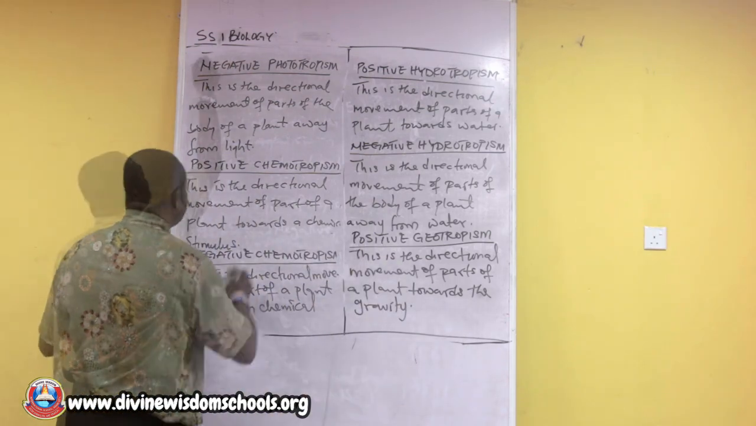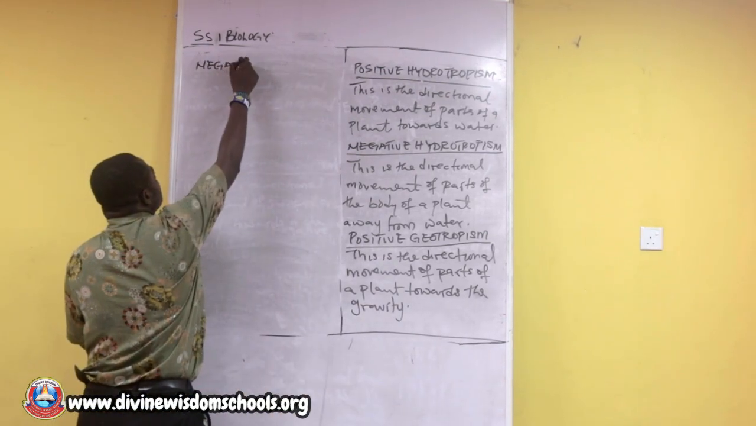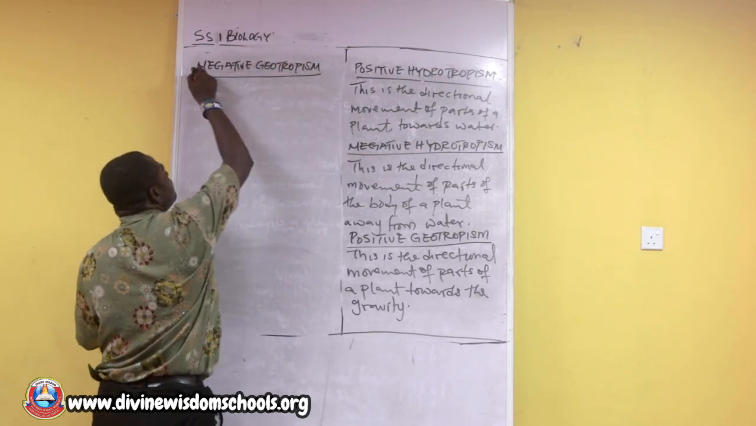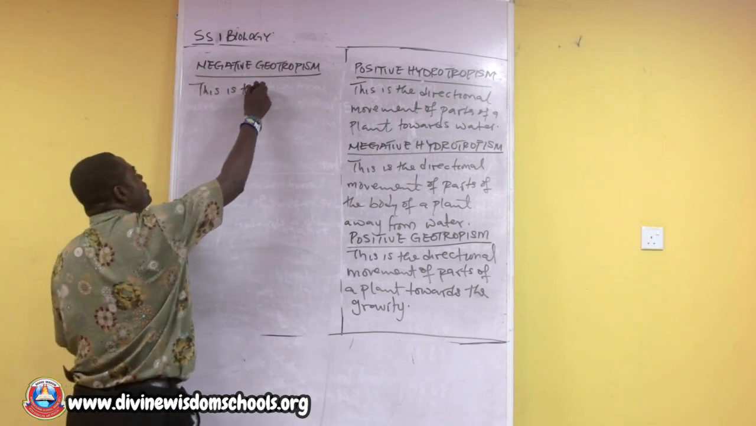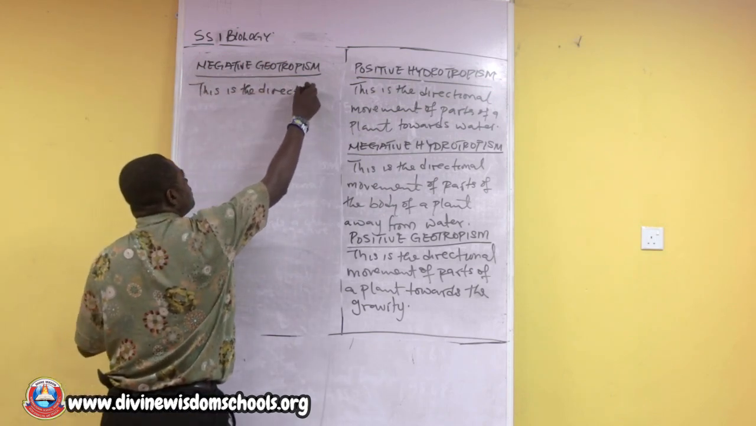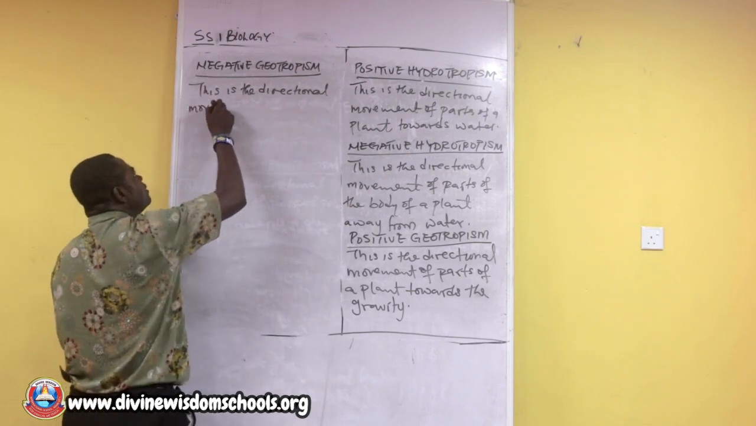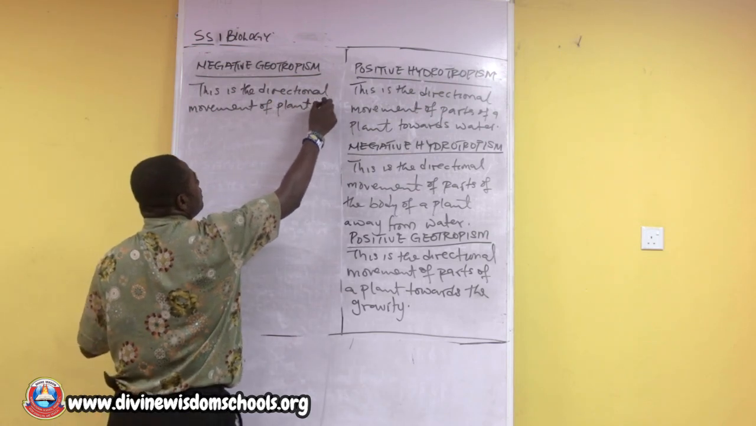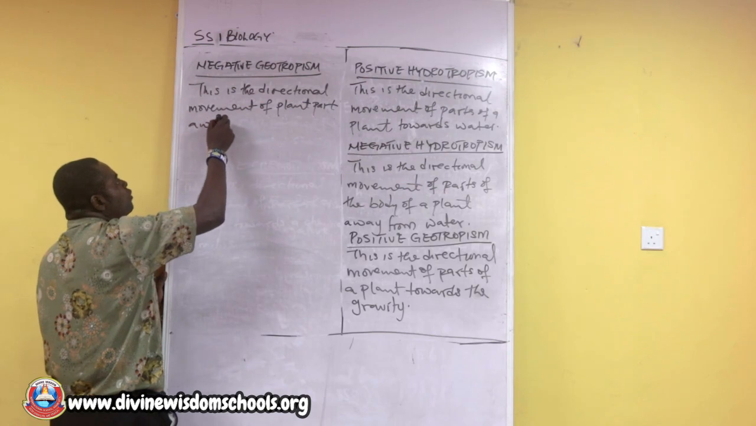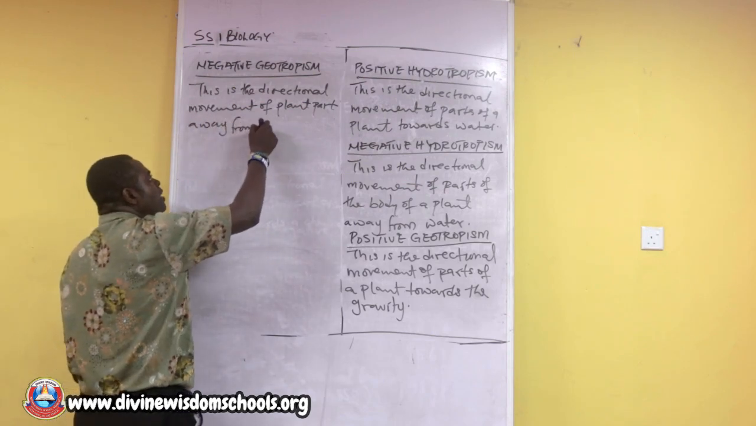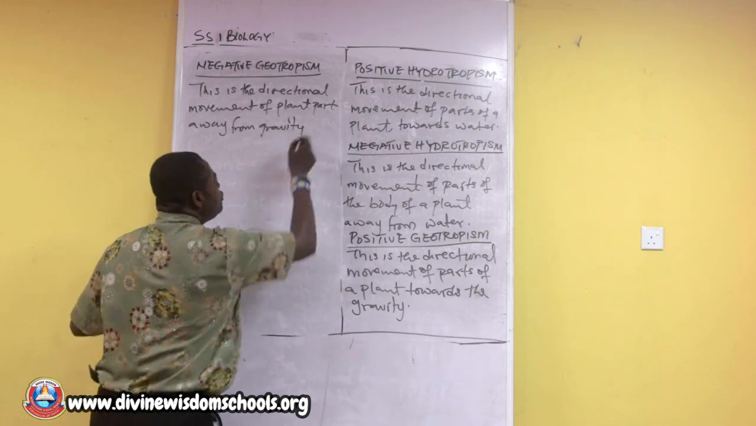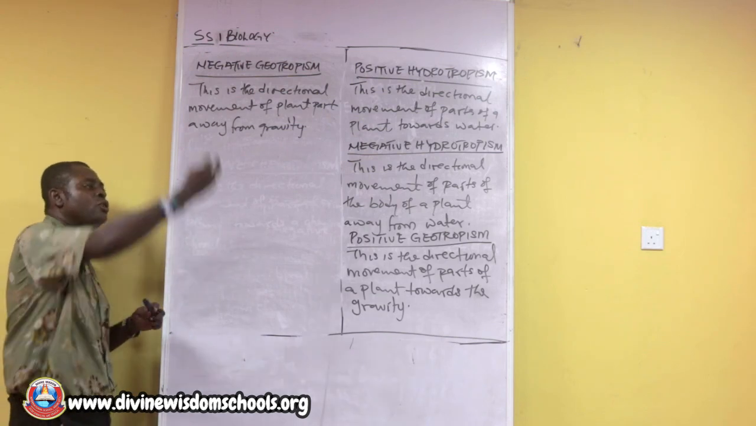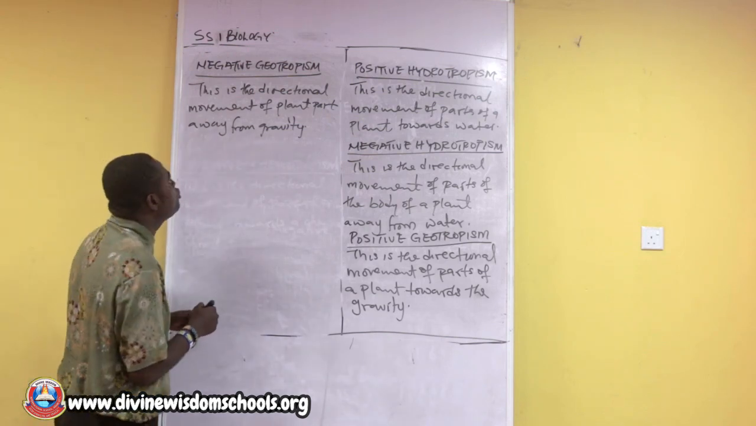So let's look at the negative part of it. Negative geotropism. This is the directional movement of plant parts away from gravity. Like the growth of the shoot of the plant, gravity is downward, but the shoot is growing upward. It's an example of negative geotropism.